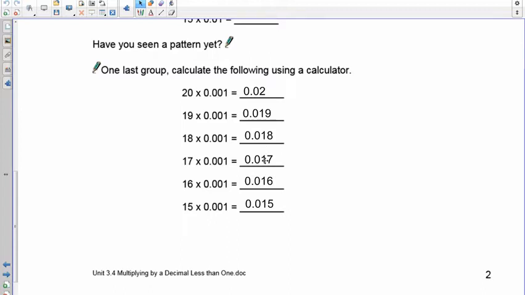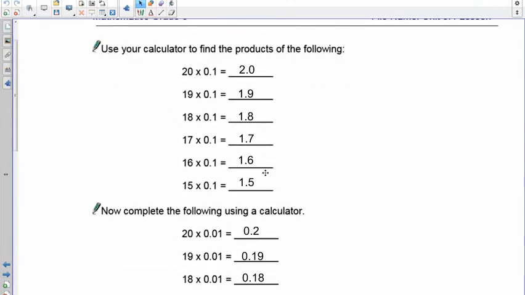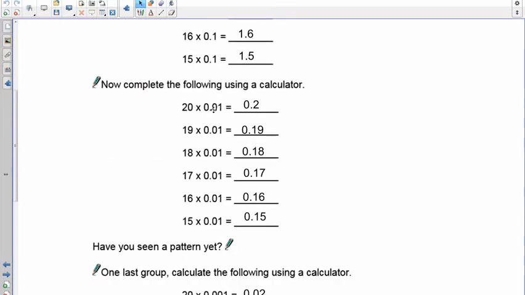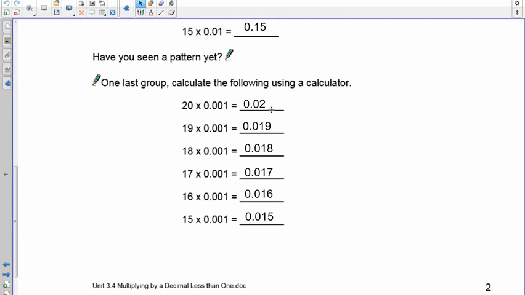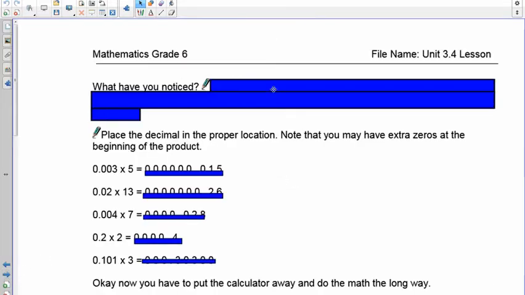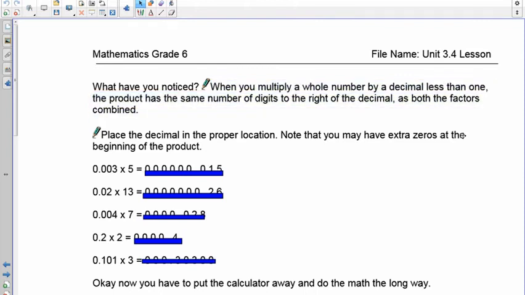You can see the same thing's happening here. All three of these cause the same thing. The number times the factor which is less than 1 gives me a smaller number. This was 2 up here. Now we're down to 0.2. When I go down by thousandths, I get 0.02. So as this decreases, the overall product also decreases. You should have noticed that when you multiply a whole number by a decimal less than 1, the product, which is the result of multiplication, has the same number of digits to the right of the decimal, but is smaller.